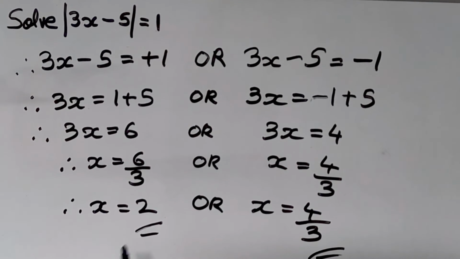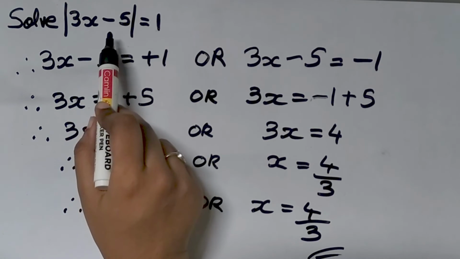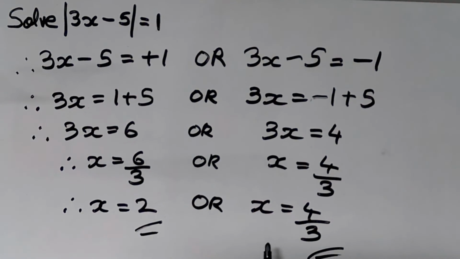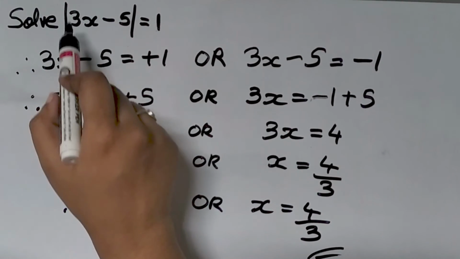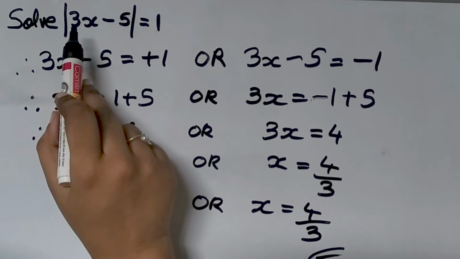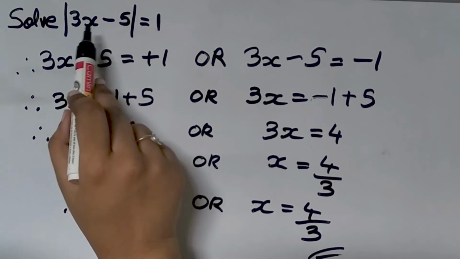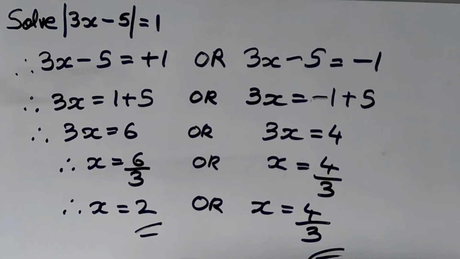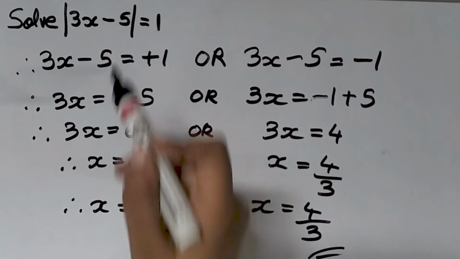If you have any doubt, you can check this. If we put x = 2 here, 3 into 2 is 6, 6 minus 5 is 1, so |1| will be 1. This is satisfied. And if we put x = 4/3, 3 into 4/3 will be 4, 4 minus 5 equals minus 1, and |-1| equals 1. It is satisfied, which means our answer is correct. So this is how you will solve it.